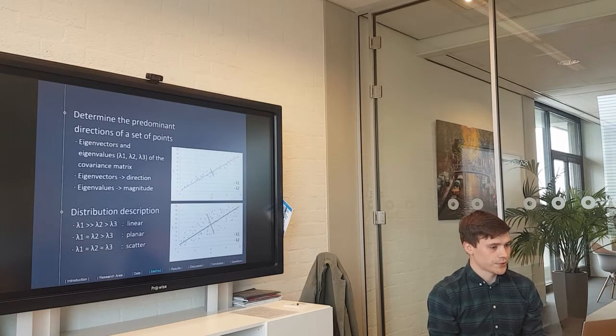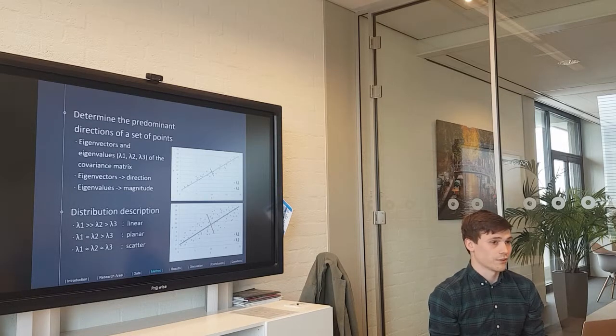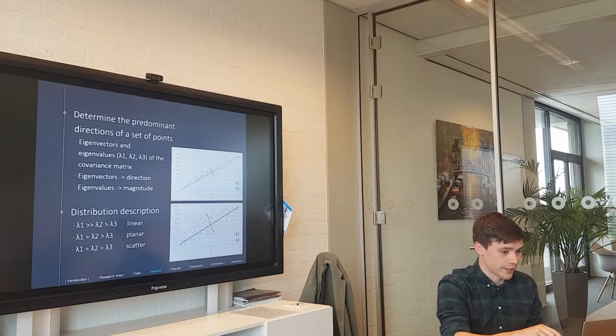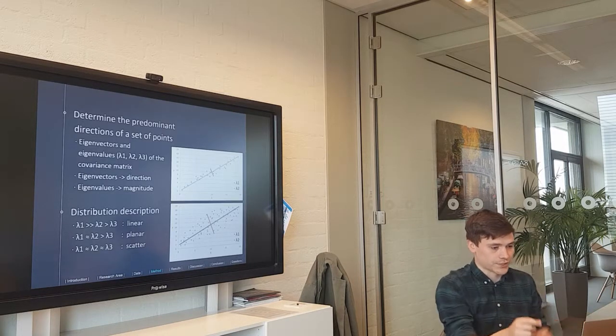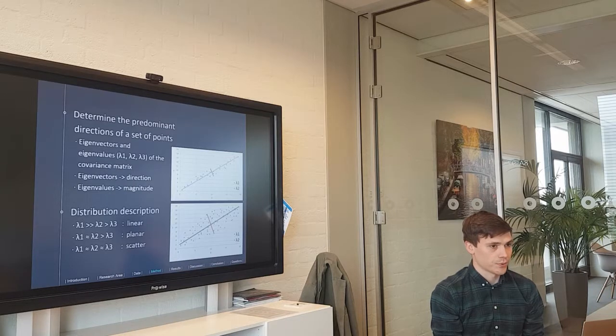So to do this, we first determine the predominant directions of a set of points, and we do this by computing the eigenvectors and eigenvalues of the covariance matrix. The eigenvectors basically say in what direction the points are in, and the eigenvalues the magnitude. If the points are spread out very much in a line, then the first eigenvector is like that, and the eigenvalue will be very high, and for the second it's smaller, so the eigenvalue will be less.